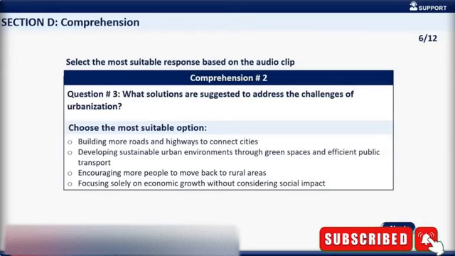Let's see the third question. What solutions are suggested to address the challenges of urbanization? The options that we have are building more roads and highways to connect the cities, developing sustainable environments through green spaces and efficient public transport, encouraging more people to move back to rural areas, focusing solely on economic growth without considering social impact. So the correct answer in this question is going to be developing sustainable urban environments through green spaces and efficient public transport.